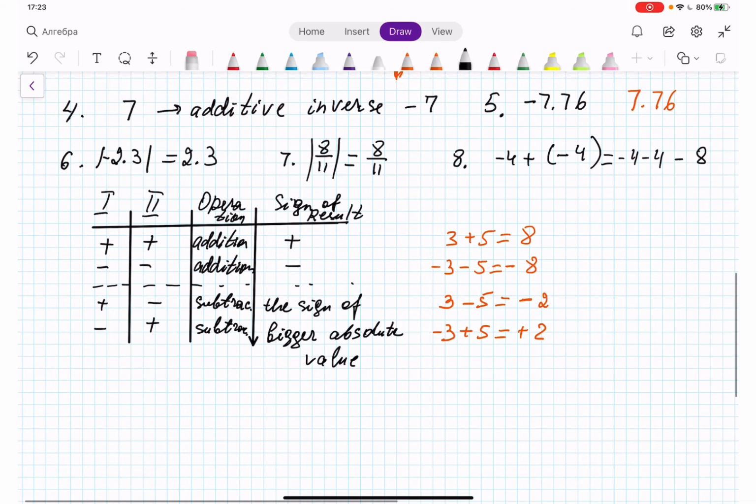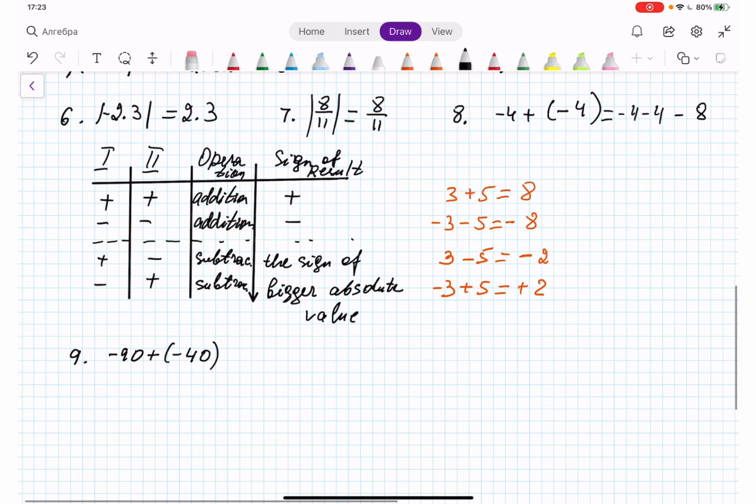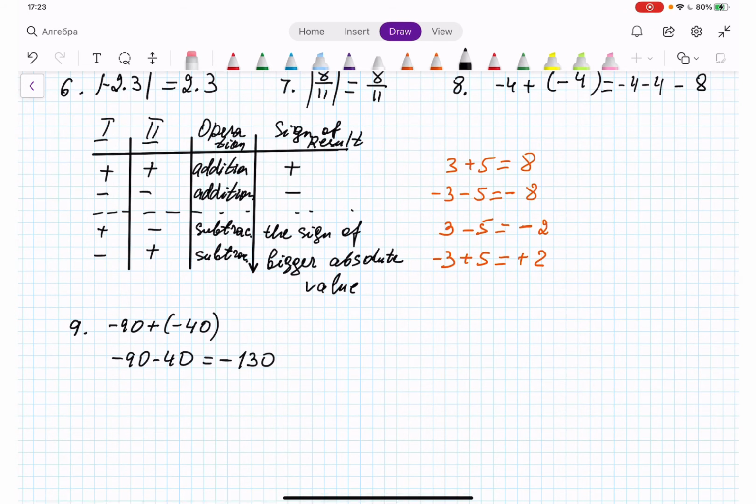So question number 9, what do we have? Negative 90 plus negative 40. I don't know why they put this plus, but we definitely don't need it. It's going to be negative 90, negative 40. So both of them are negative, which is this case, right? Okay. And negative 90 plus 40 is going to be 130 because we are adding, and both of them negative, sign going to be negative. Question number 10.